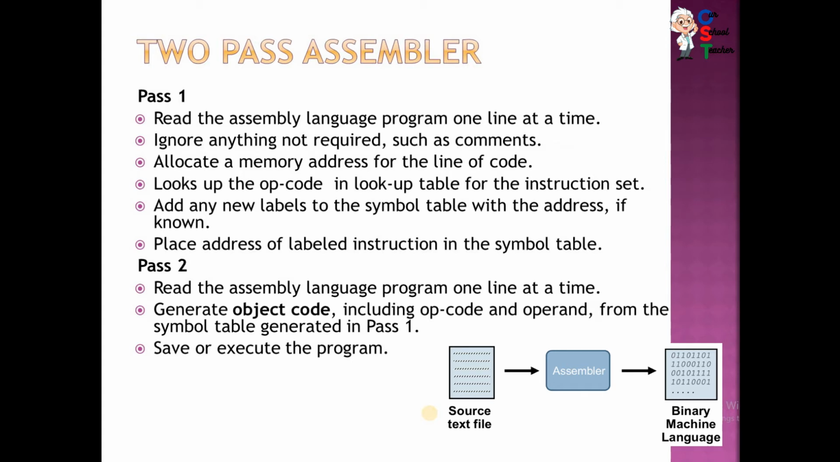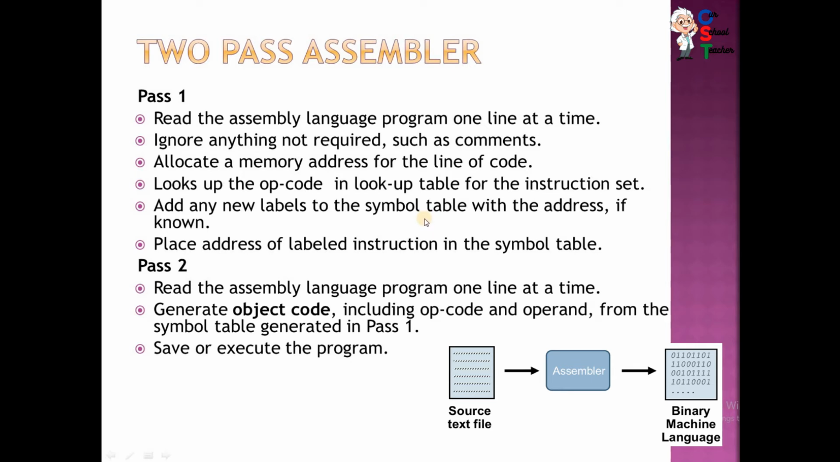Then it looks up the opcode, means it checks whether the opcode which has been used in the assembly language is the right opcode or not. It looks in the lookup table. Lookup table means the table of the instructions of the assembly language. So it checks whether the opcode exists or not, and if it does not exist, obviously an error will be generated. Then it adds any new label to the symbol table.